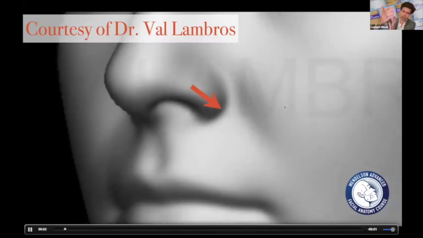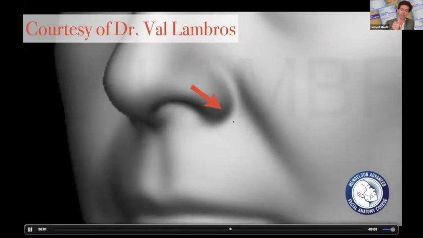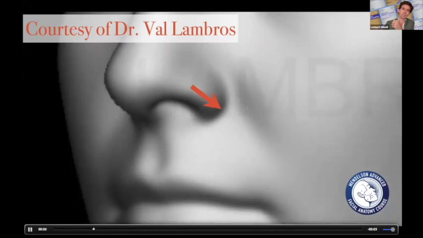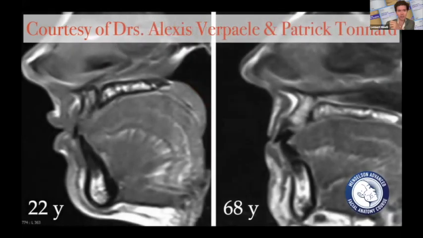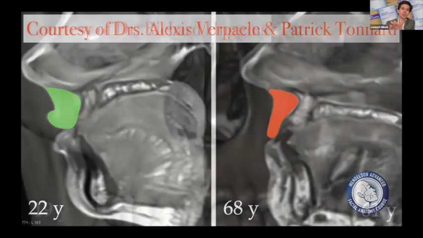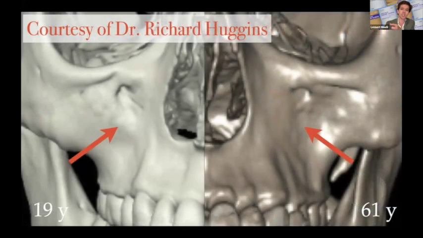ptosis of the cheek. You have recession of the nasolabial crease in the area, contributing to this nasolabial fold formation. And of course, we also have the work of Alexis Rapala and Patrick Tonard, who showed that there is a 30% decrease of lip volume. So that's, of course, soft tissues. And then you have also the work of Dr. Richard Huggins showing that the maxilla, the sinus recedes with aging, also contributing to that deepening of the nasolabial crease.